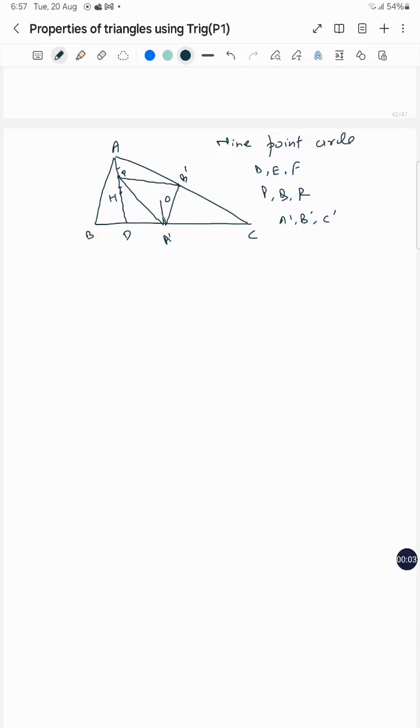Today we'll talk about the 9-point circle of a triangle. So the standard notation: DEF, PQR, A prime B prime C prime lie on a circle which is called the 9-point circle. PQR are the midpoints of AH, BH and CH respectively.